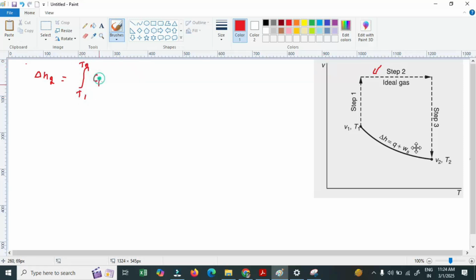As per the problem statement, it moves from state 1 to state 2. T1 they gave in the problem is 353.15 Kelvin, I hope so. T2 will be 393.15 Kelvin. And just substituting the Cp value, R multiplied by the integral from 353.15 to 393.15.